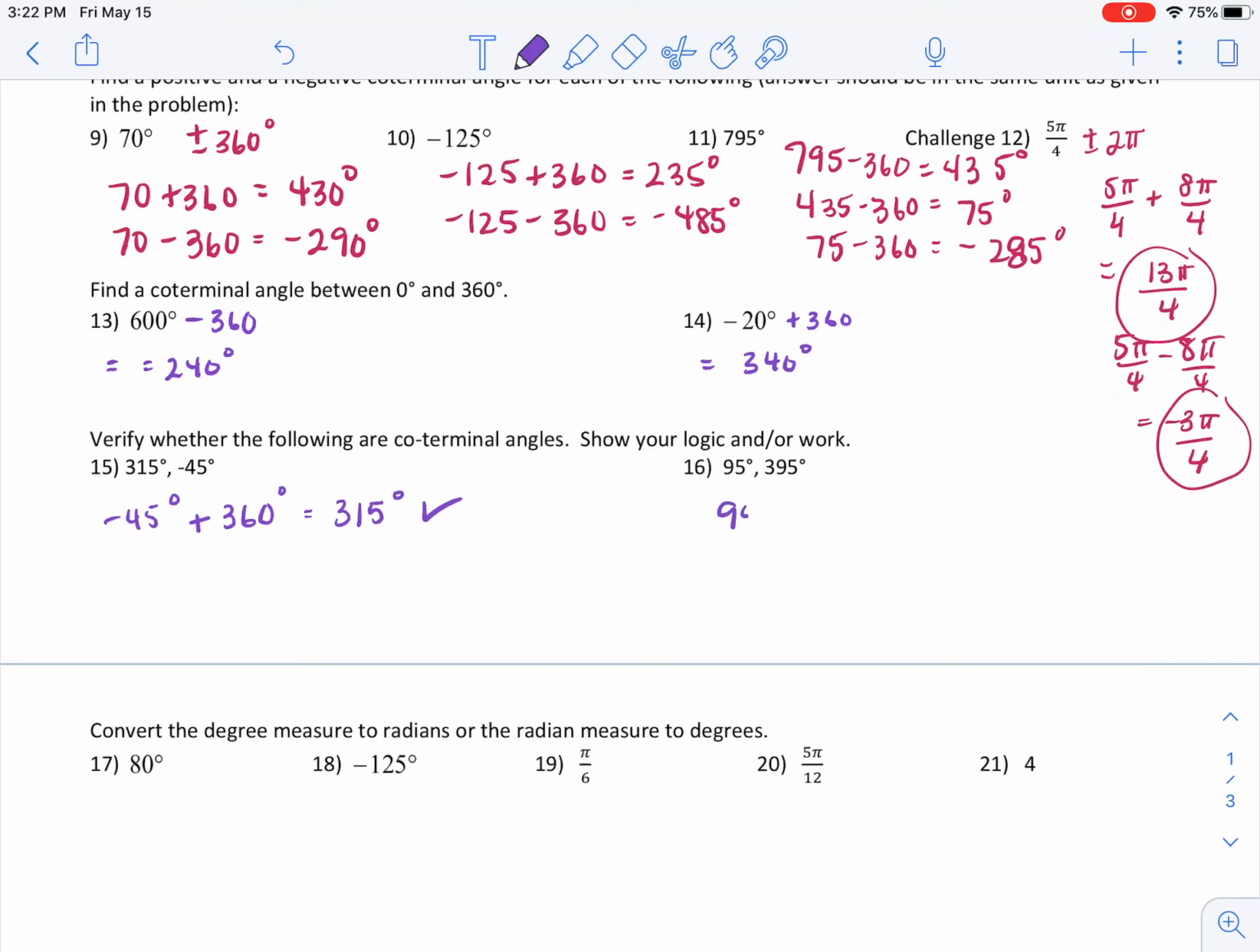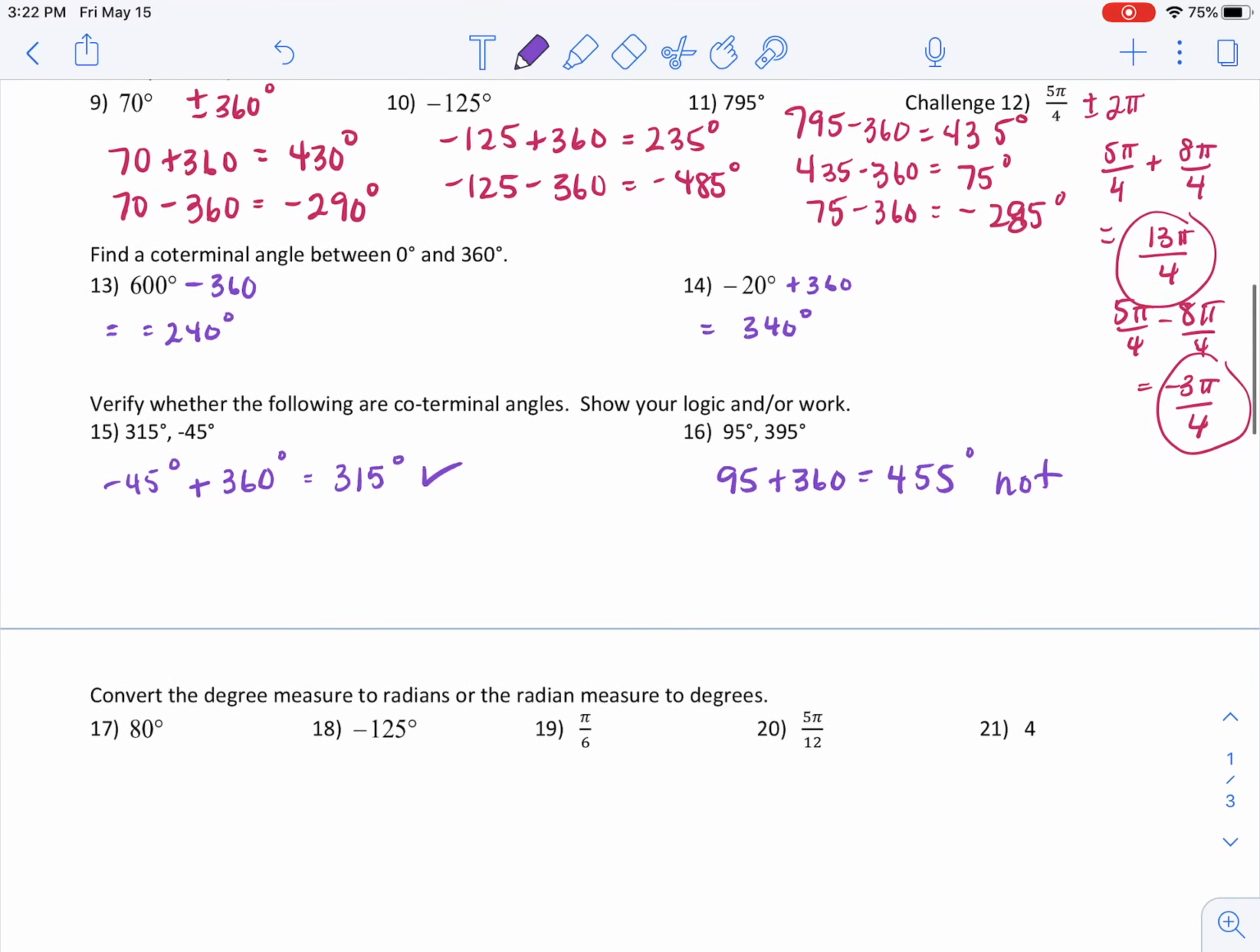Number 16, 95 plus 360 would be 455 degrees, and that is not the same as 395, so these are not coterminal.